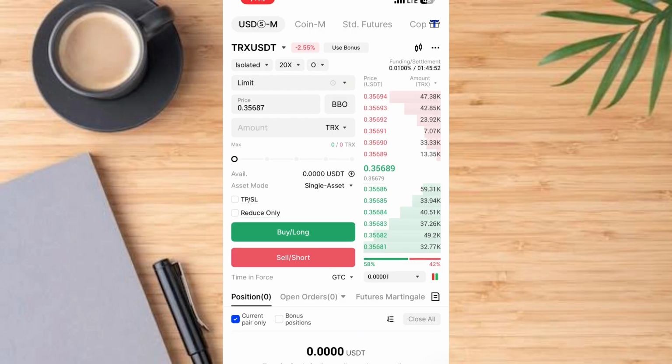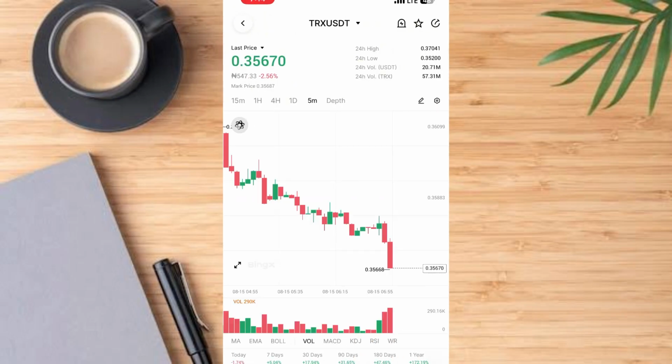Tap on this candlestick. Now at this page, the first thing that you need to see is the price of the token you are trading. Now we are trading this token, that is TRS, which is 0.3568 cents. The price has fallen to minus 2.61% in the last 24 hours.